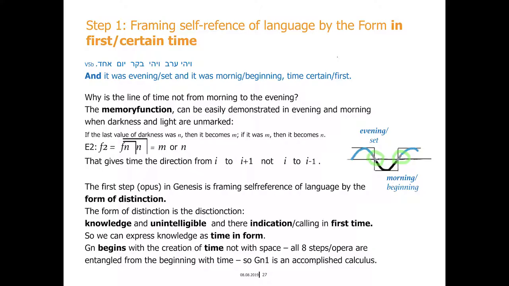Genesis 1 begins with the creation of time, not with space. All eight steps or opera are entangled from the beginning with time. So Genesis 1 is an accomplished calculus.